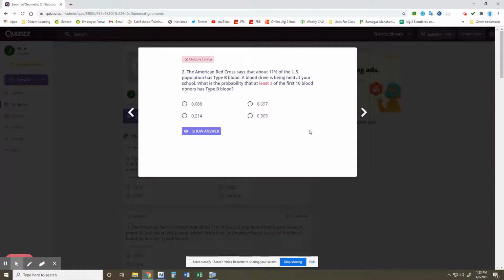Moving on to number 2. Now, this problem, same exact situation, except at least 2 of the first 10 blood donors. Now, being that it's at least 2, meaning 2 or more, this is a weird situation. It sounds like a binomial CDF, and it is. However, when you do CDF on the calculator, it calculates that many successes or less. This problem is saying at least 2, meaning 2 or more.